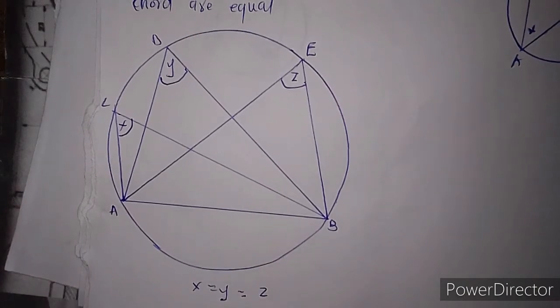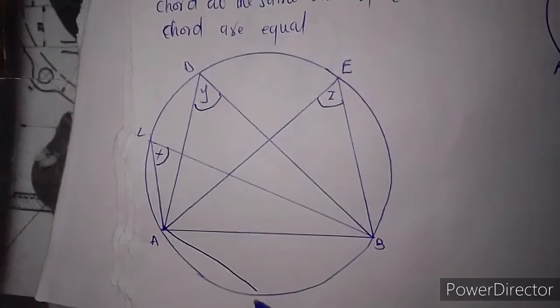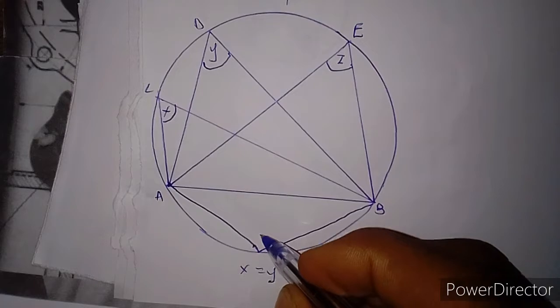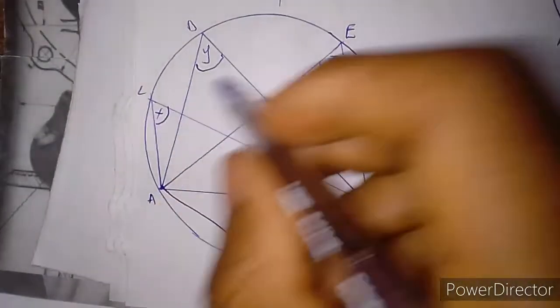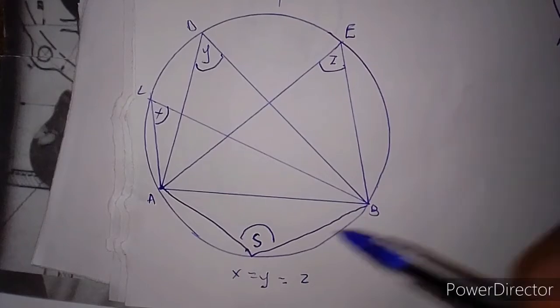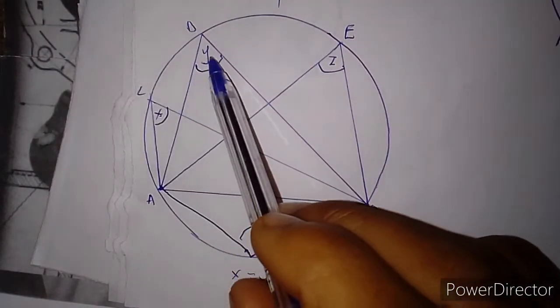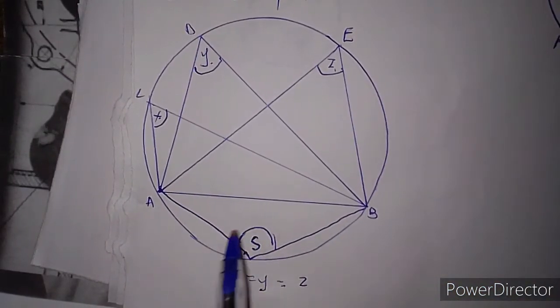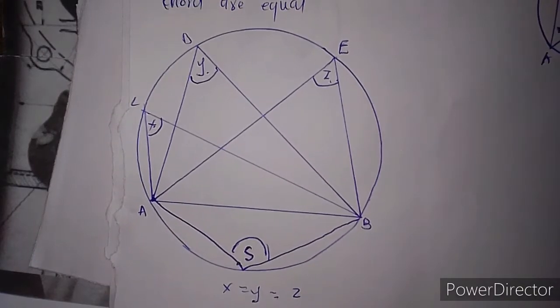But put in mind that when you have another angle being subtended over here, let me say this is s, s is not equal to any of these ones. The theorem is only telling us that x is equal to y is equal to z. But this s is at the other side of the chord, so it is not part. Okay. Let's go to other forms of expression for this theorem.